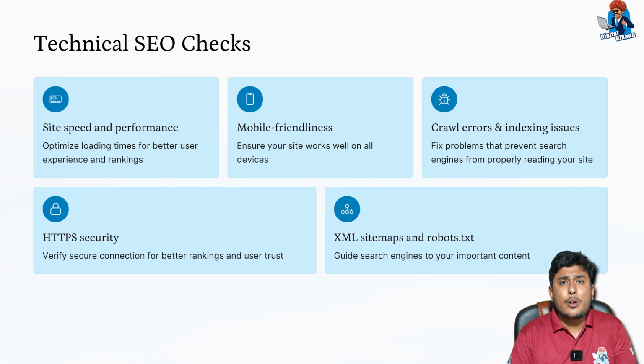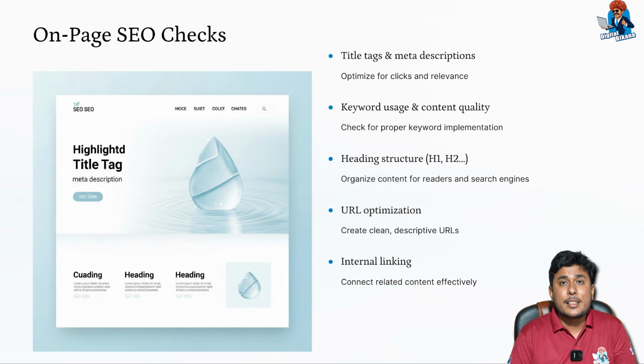This part focuses on how well search engines can crawl and index your site. It includes issues like broken links, page speed, mobile responsiveness, and structured data. An on-page SEO audit examines your content, metadata, and internal linking structure. It ensures that every page is optimized with the right keywords, titles, and descriptions.